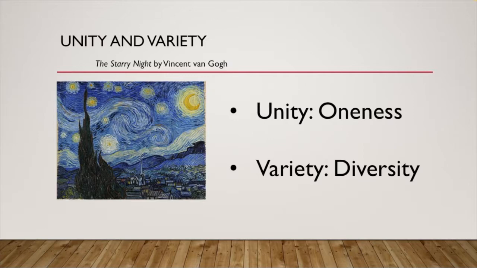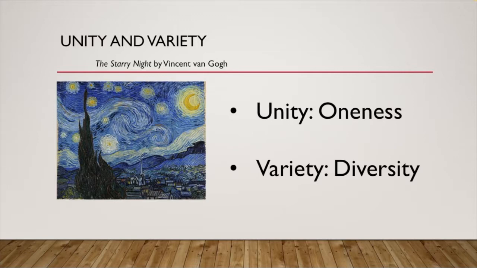Unity is a sense of oneness. With this painting, Van Gogh has used the same technique when applying brushstrokes, these short, curving lines. He also uses a very thick paint, so if you were to look at this, you would be able to see that the texture is uniform throughout the piece.